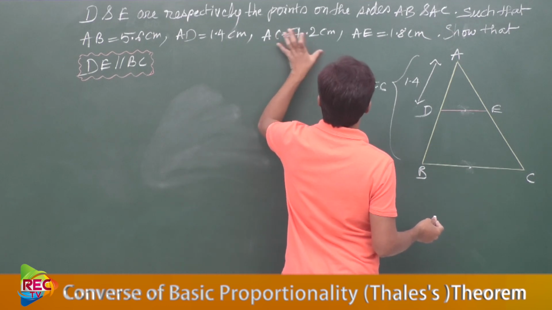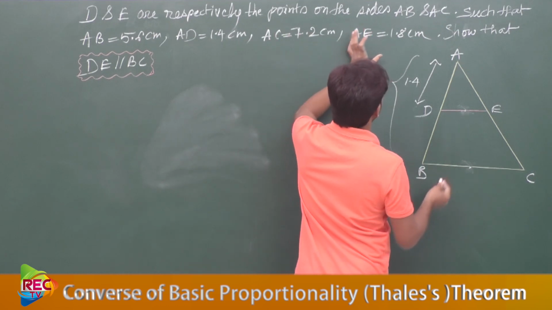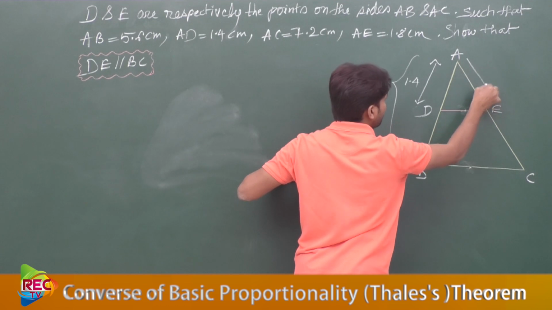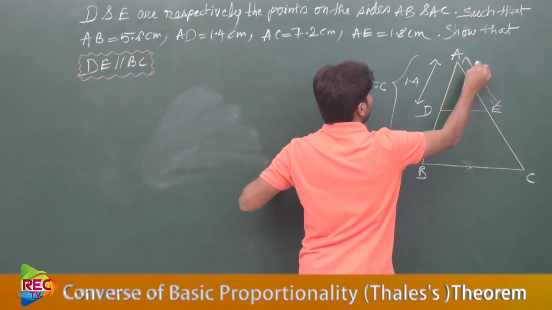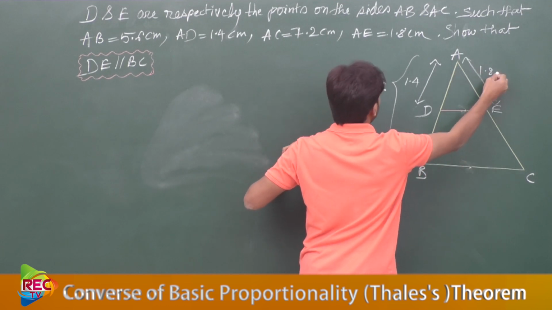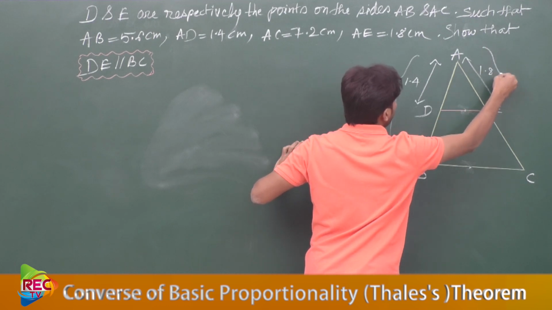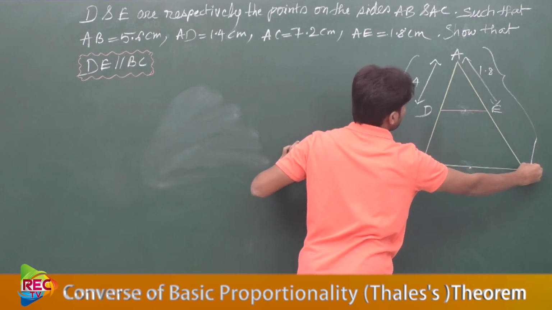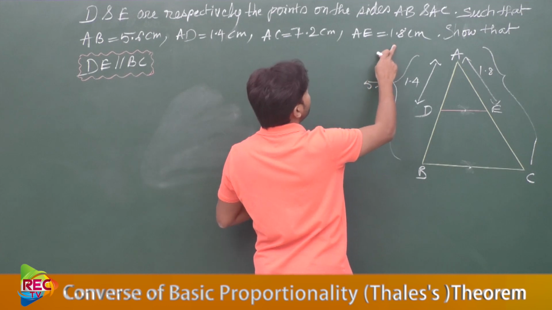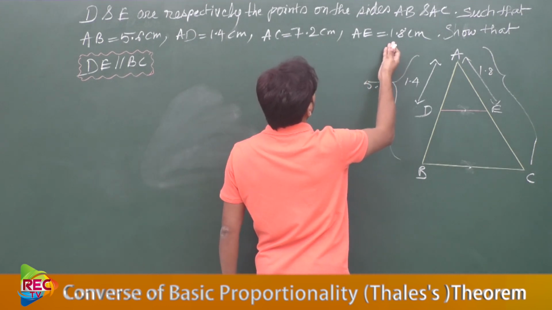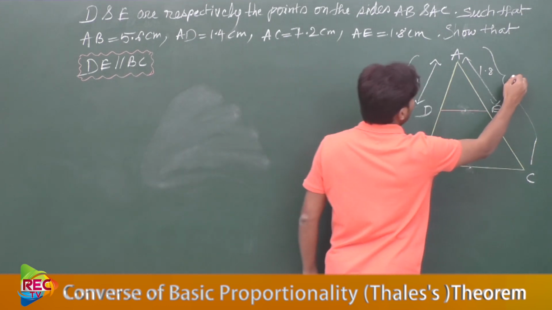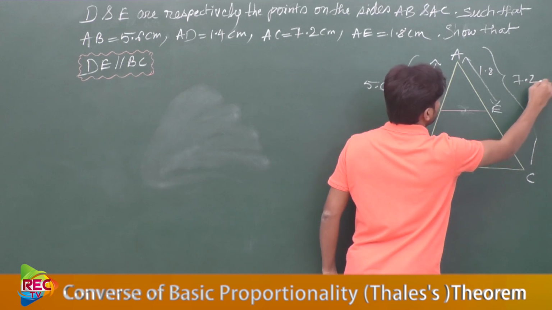Now what is given on this part? AC is given as 7.2. AE is given as 1.8. What is AE? Is this AE or not? AE is given as 1.8, where the total AC is given as 7.2, right? 7.2.